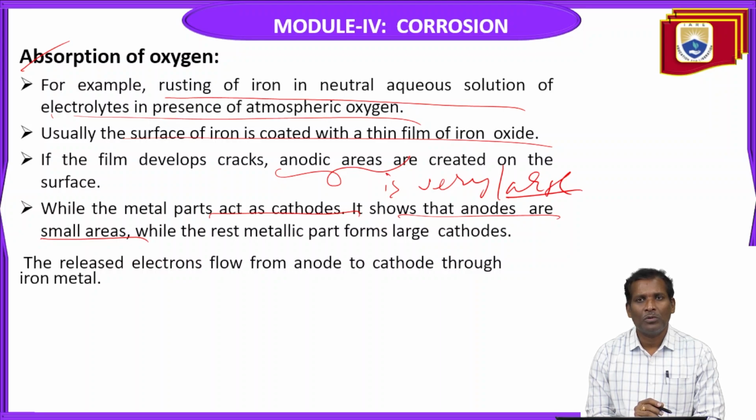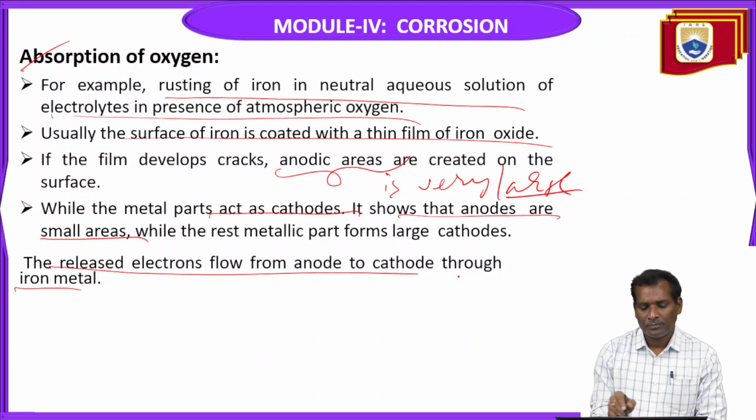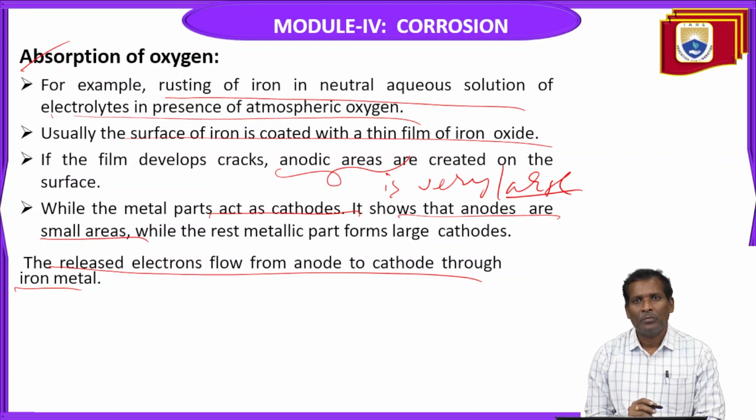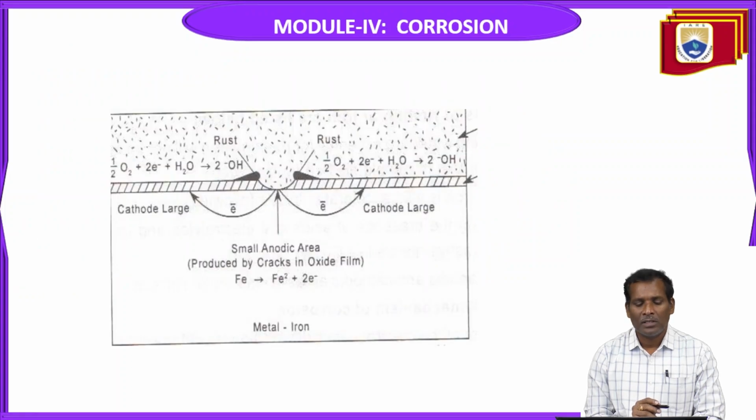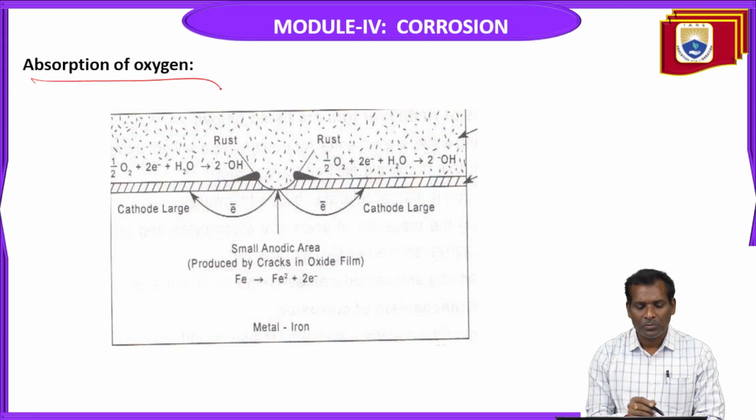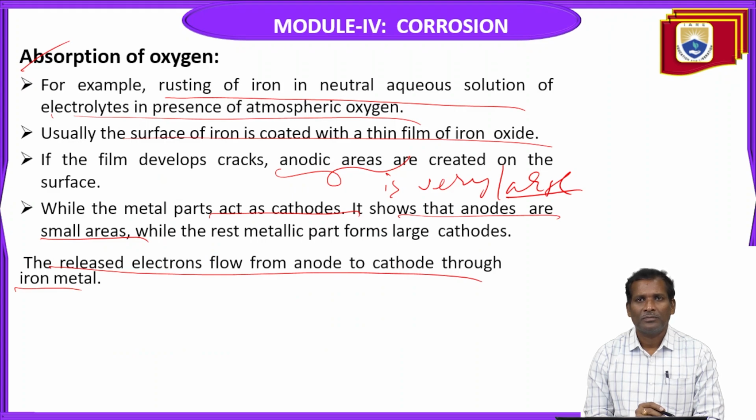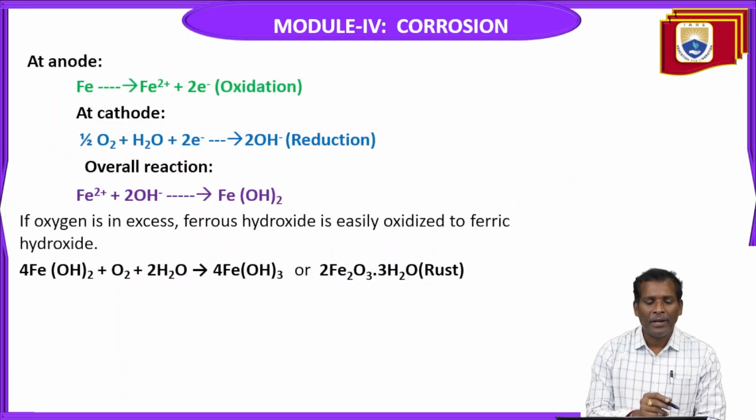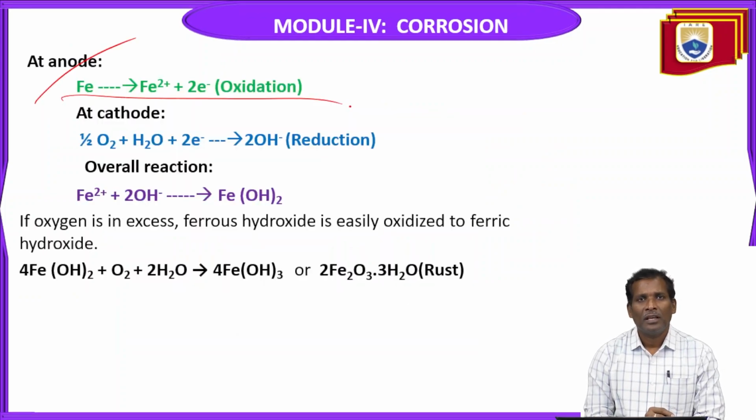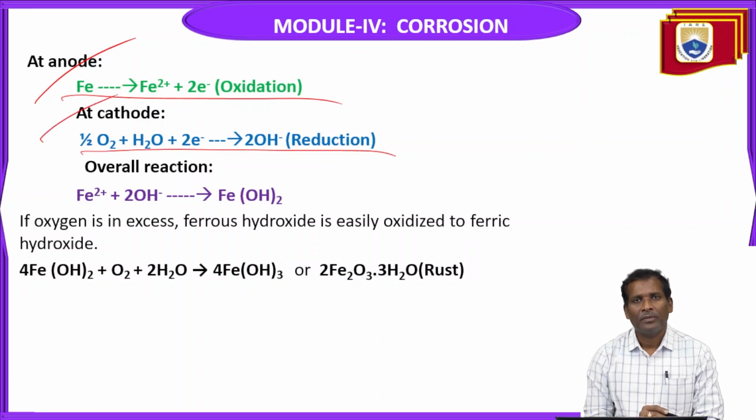The released electrons flow from anode to cathode through the iron metal. In this diagram, the absorption of oxygen is shown: the small anode area is produced by cracks in the oxide film, the cathodic area is large, and the anode area is small. At the anode there is oxidation, electron loss; at the cathode there is reduction, electron gain. So the overall reaction you can write in terms of ferrous hydroxide.